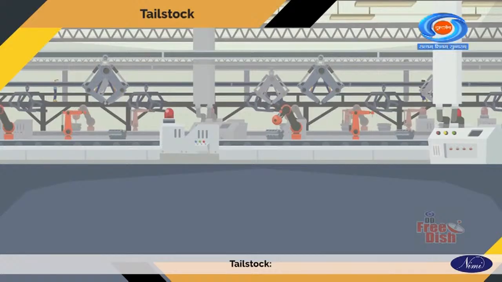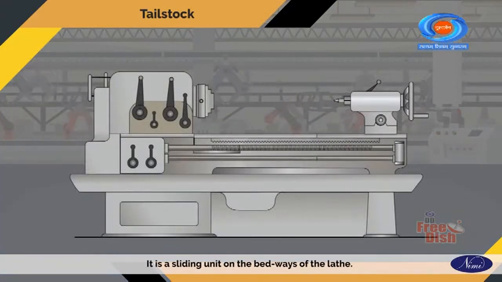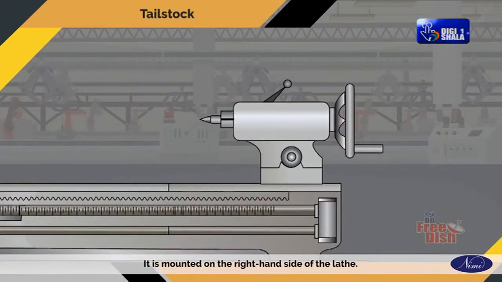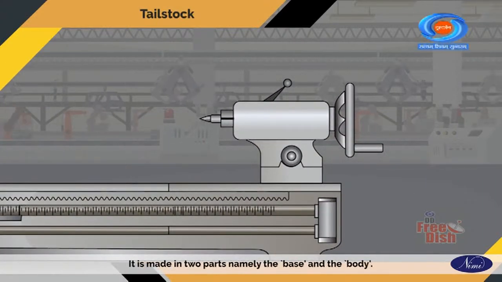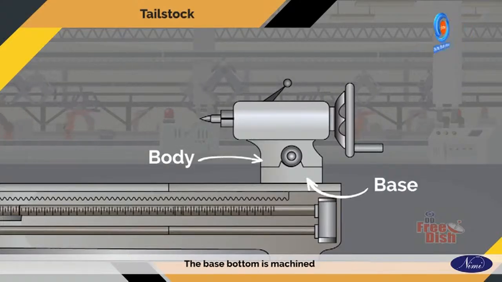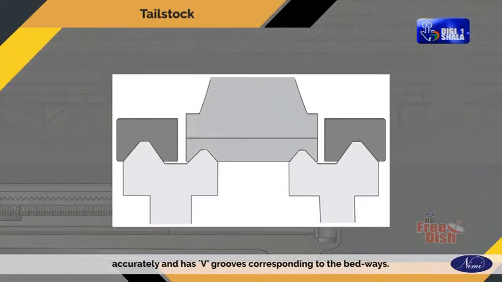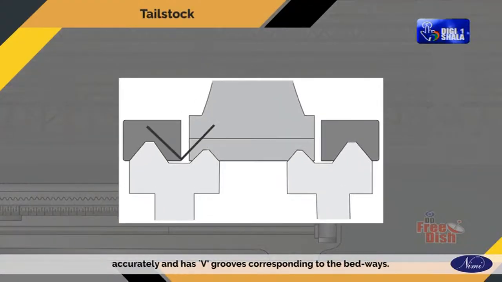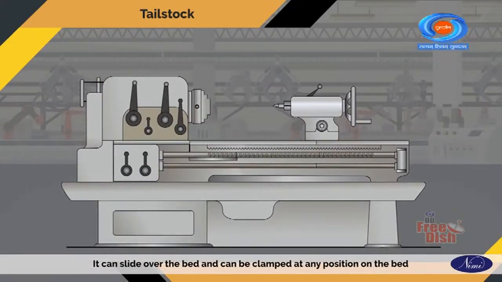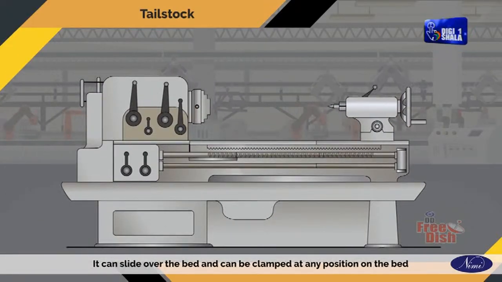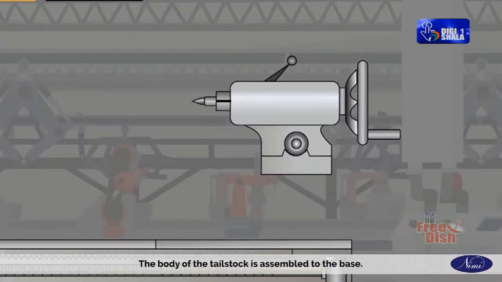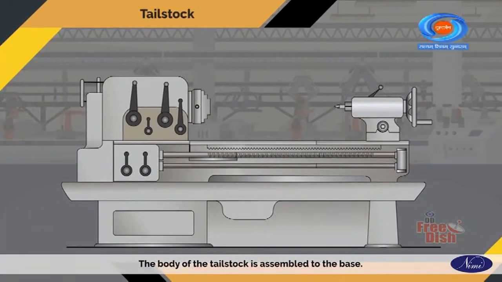Tailstock: it is a sliding unit on the bedways of the lathe. It is mounted on the right-hand side of the lathe. It is made in two parts, namely the base and the body. The base bottom is machined accurately and has V-grooves corresponding to the bedways. It can slide over the bed and can be clamped at any position on the bed by means of the clamping unit. The body of the tailstock is assembled to the base.